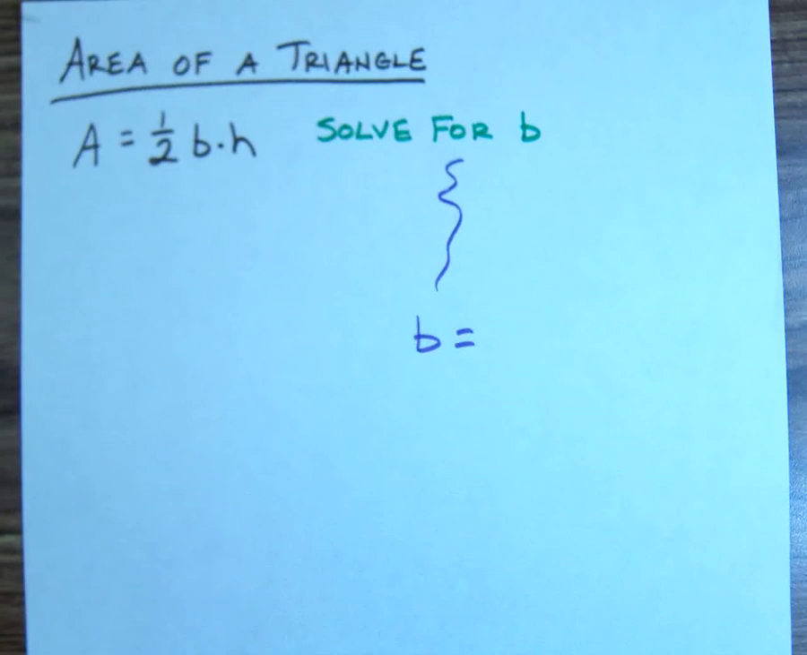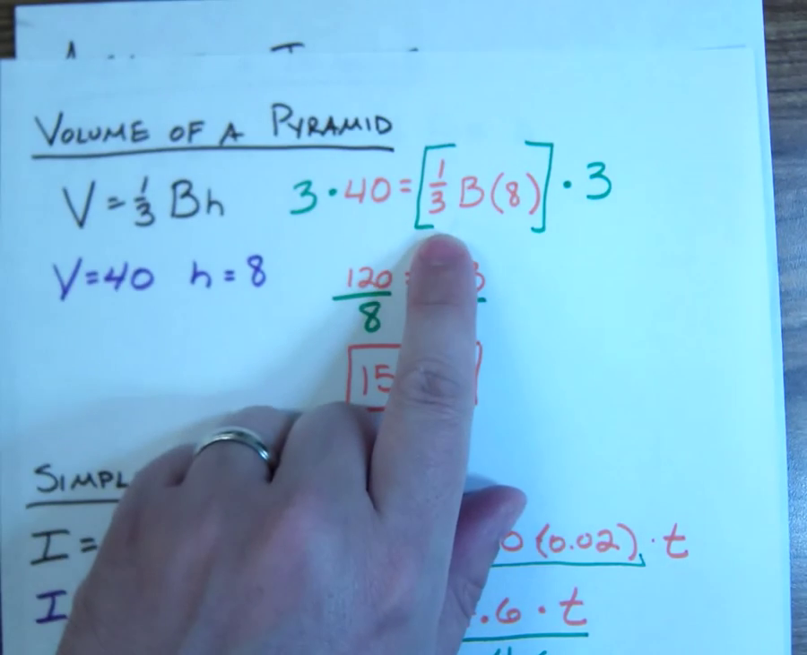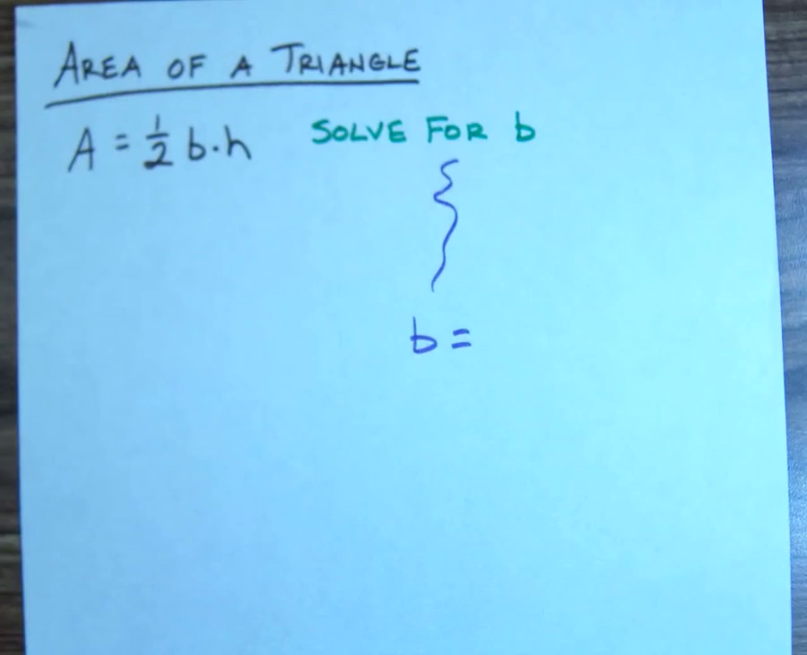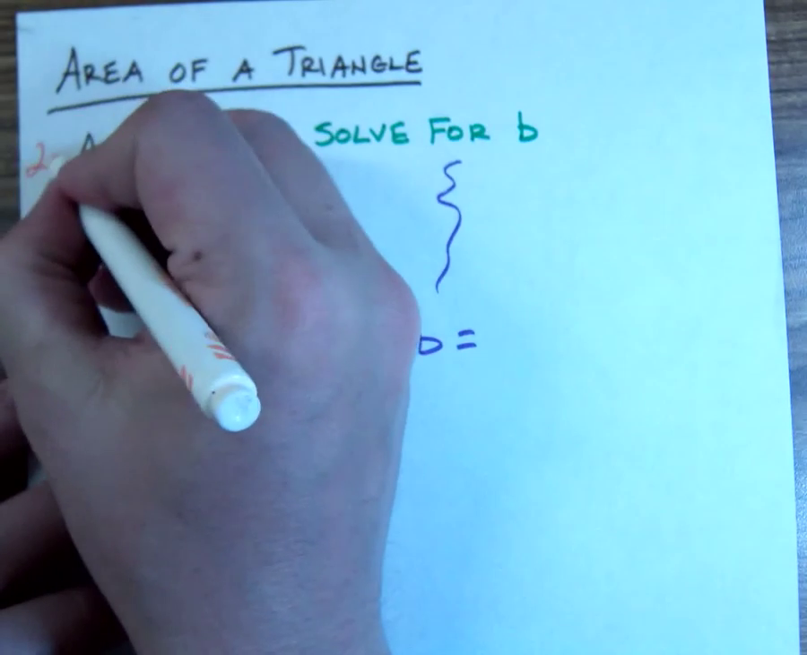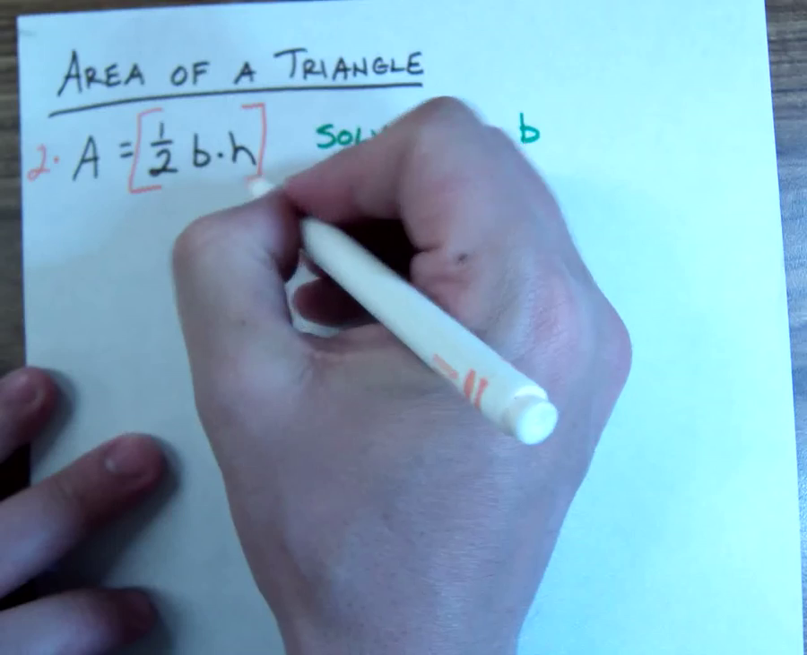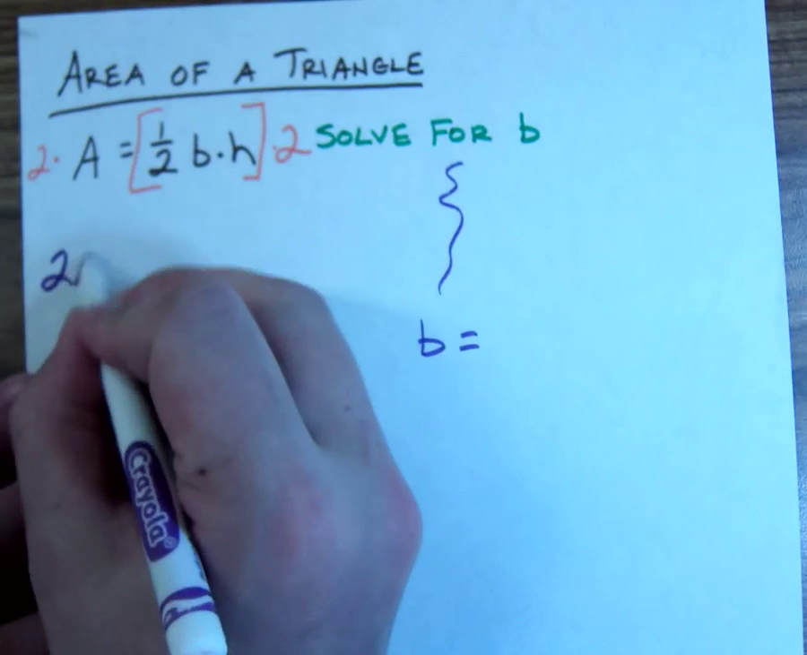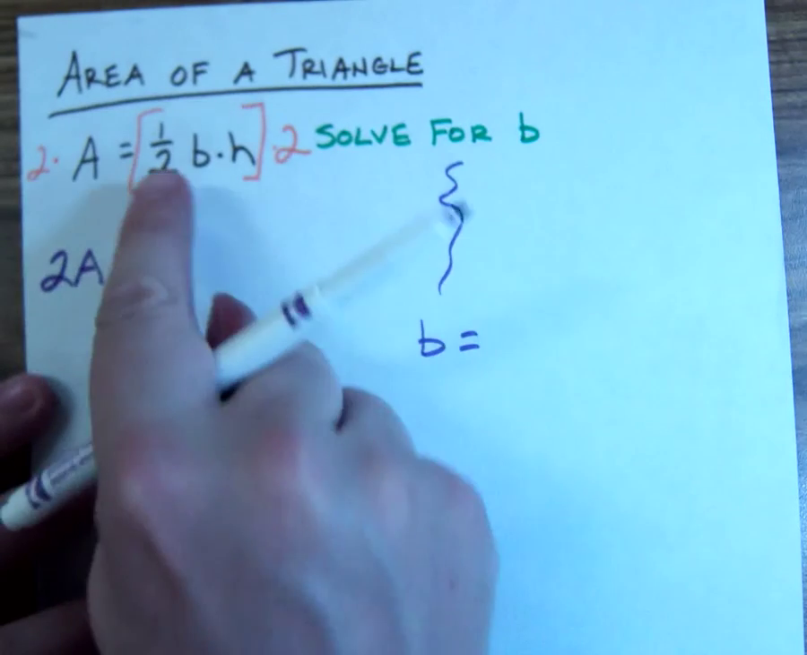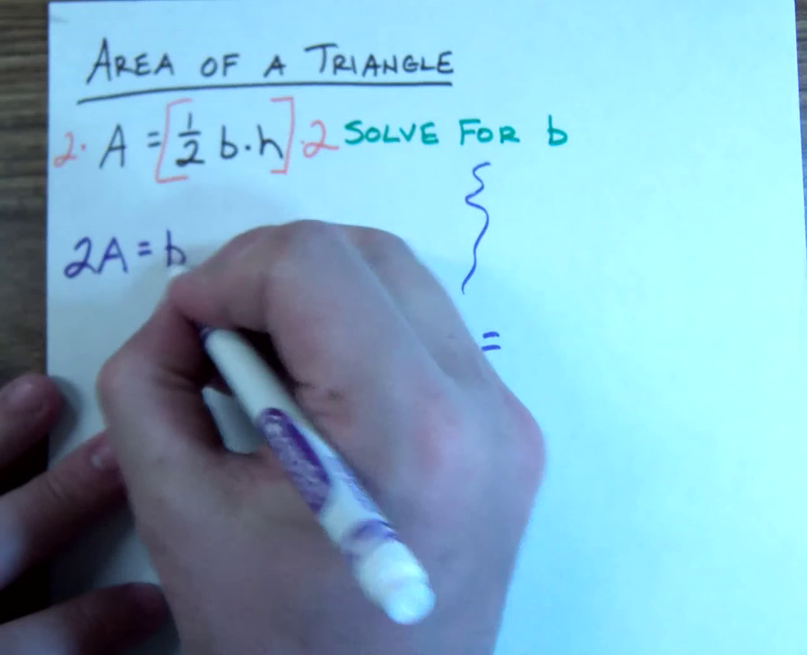Now the half is a fraction, of course, and we talked just a few minutes ago with the volume of a pyramid function on how to get rid of a fraction. What did we do? We times it by the denominator. So how am I going to get rid of a half? I'm going to times it by 2. Okay, so I get 2a equals 1/2 times 2 is 1, so those are gone, and I'm left with b times h.